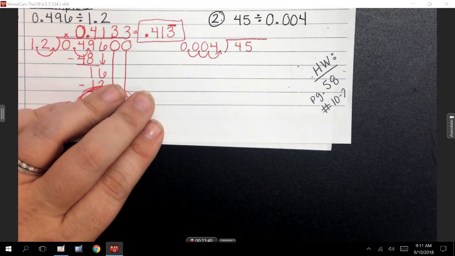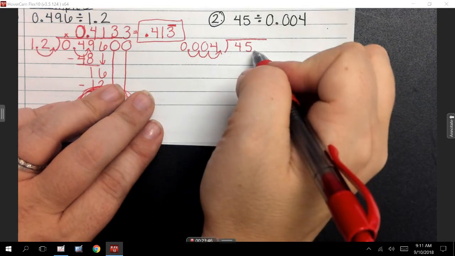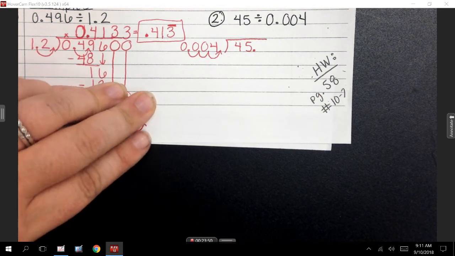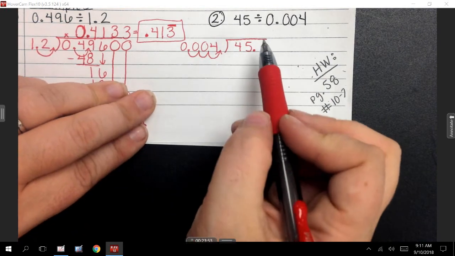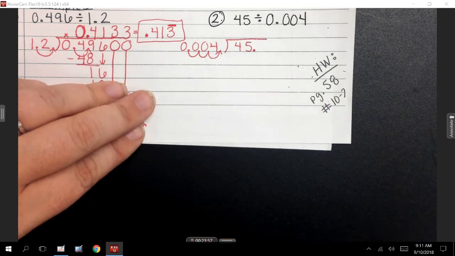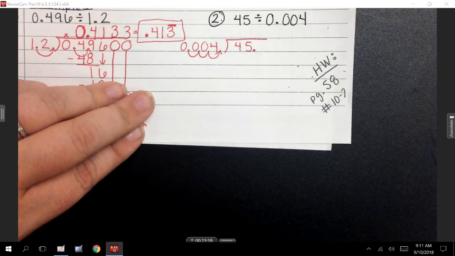Add zeros, yes. But first, there's something else I got to add. Hannah? You can put a decimal behind it and then put as many zeros as you need to make it match, yes. So right here, I have 45 with a decimal at the end. Because remember, it's 45, period. That's the end of the number. It has a decimal there.